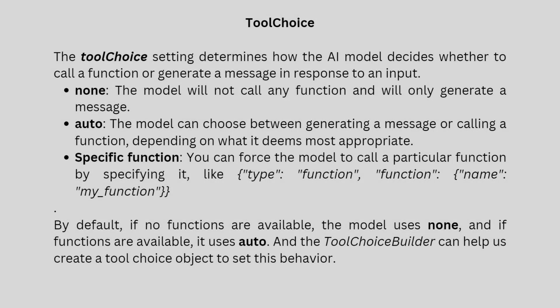Next one is tool choice. This setting determines how the AI model decides whether to call a function or generate a message in response to an input. If tool choice is none, the model will not call any function and will only generate a message. If tool choice is auto, the model can choose between generating a message or calling a function, depending on what it deems most appropriate. Also, you can force the model to call a particular function by specifying it in a specific format with the function name. By default, if no functions are available, the model uses none, and if functions are available, it uses auto. And the tool choice builder can help us create a tool choice object to set this behavior.